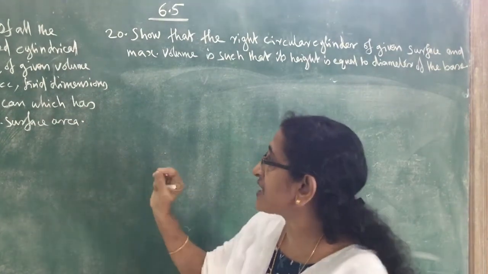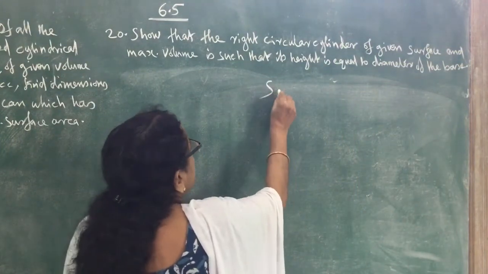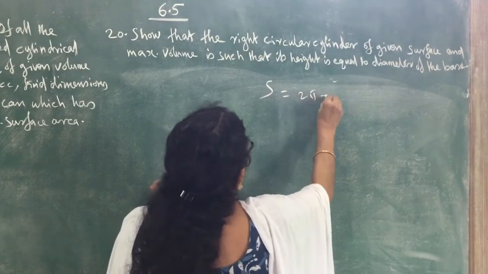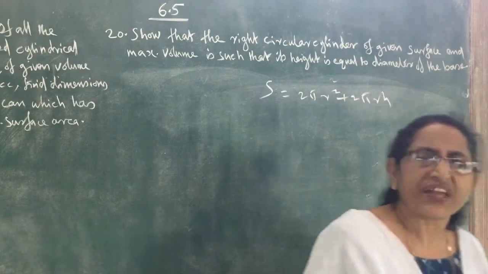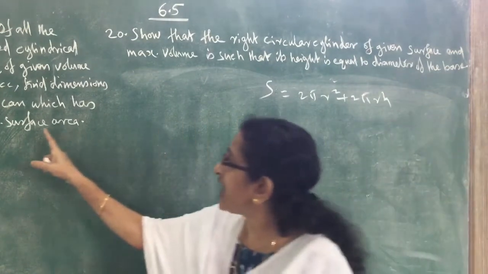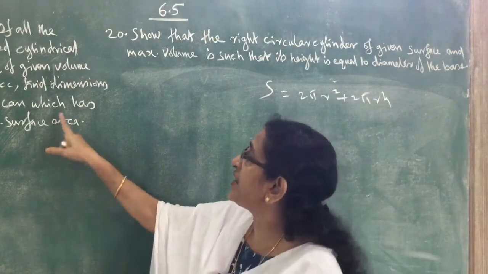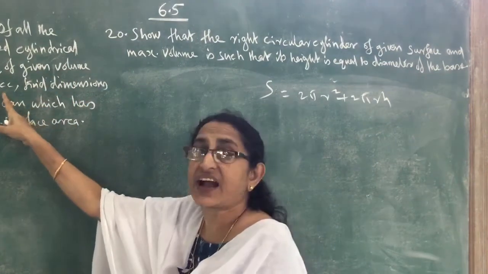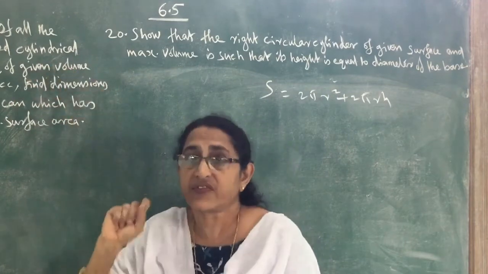So we can write the surface area of the cylinder. What is the surface area of the cylinder? Surface area S equal to 2 pi r square plus 2 pi rh. That is the total surface area of the cylinder. Now we have to find when that surface area is minimum. And what is given? Volume is given as 100 cubic centimeter. So the volume of the cylinder is given as 100.